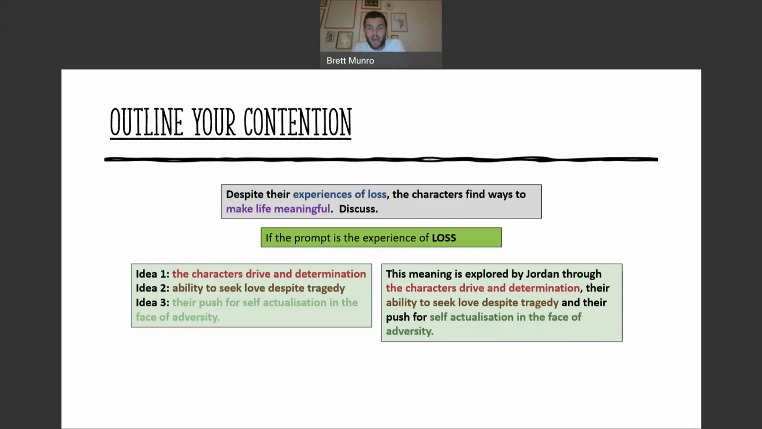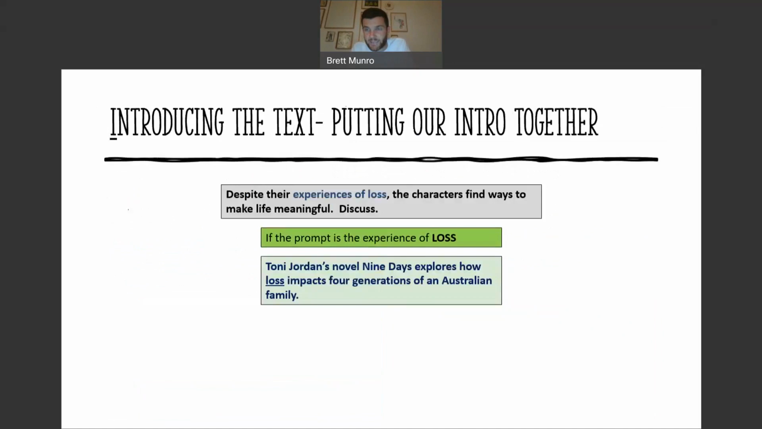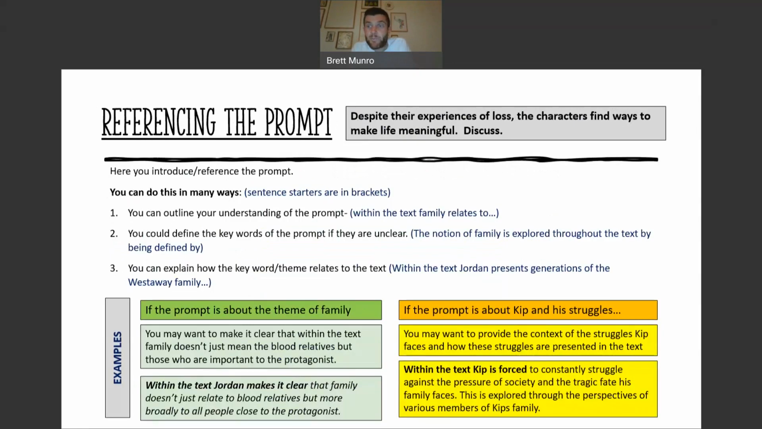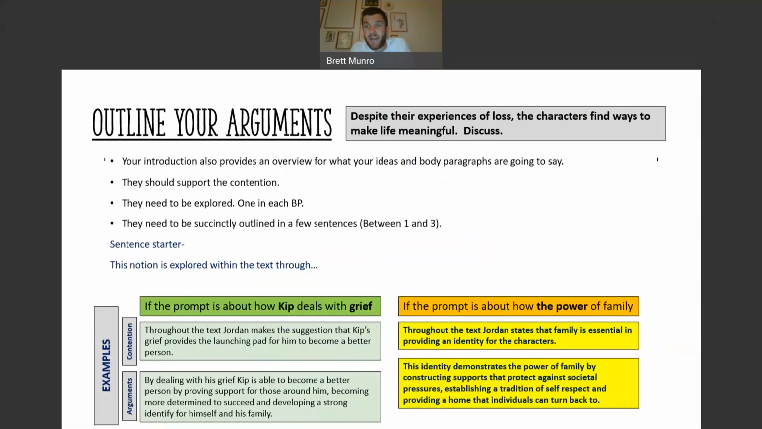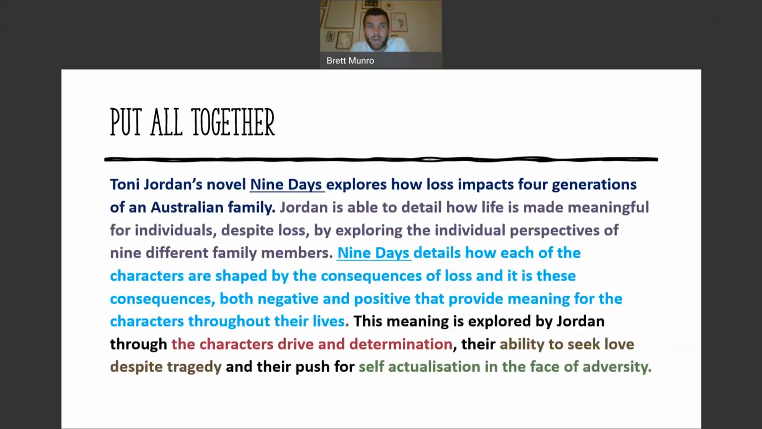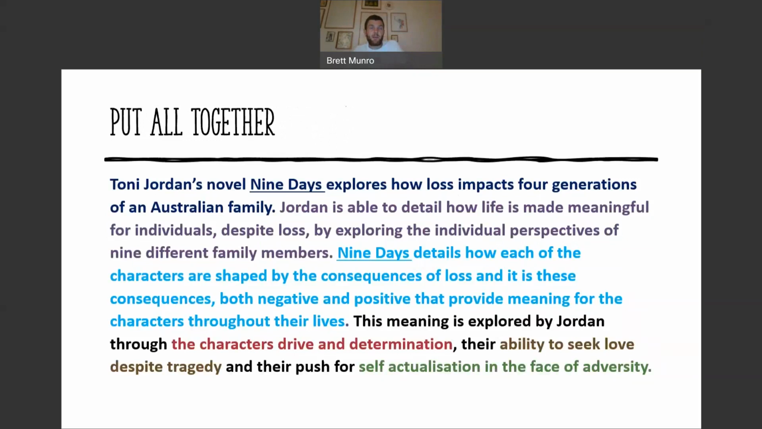So we have, firstly, introduced the text. Secondly, we've made reference to the prompt. Thirdly, we've outlined the contention. And lastly, we've just listed our 3 arguments. So what does that all look like when it comes together? It looks like something like this. Tony Jordan's novel 9 Days explores how loss impacts 4 generations of an Australian family.